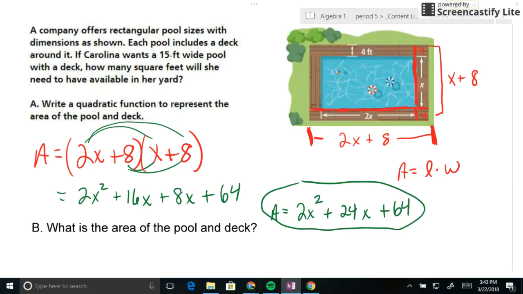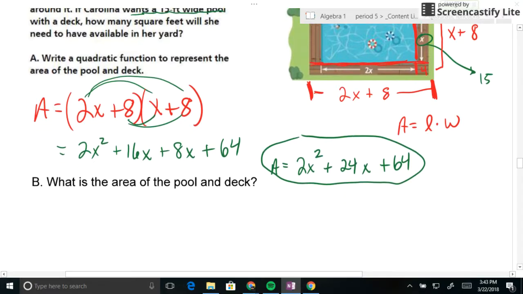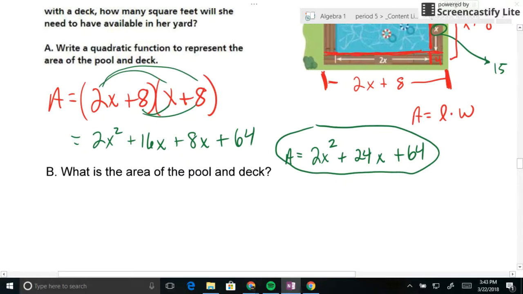What is the area of the pool and the deck? Well, if we know up here Carolina wants a 15-foot wide pool, we would know that the x here is 15 feet. So all we have to do is plug in 15 for x. So we can plug 15 into this green equation, or we can plug that 15 into the red equation. Either one, it doesn't matter. It would still give us the same answer. I'm going to pick the red equation.